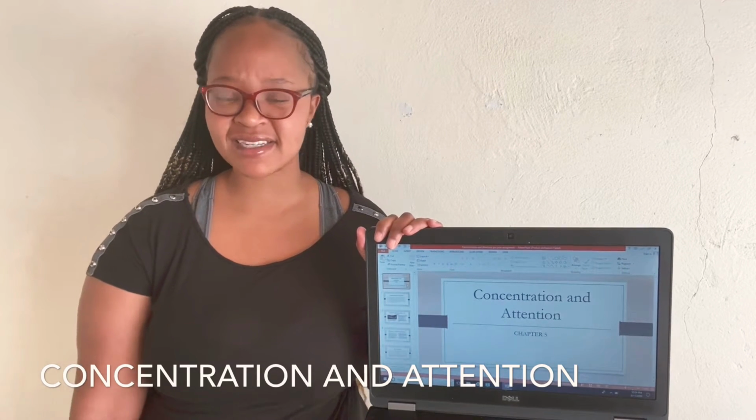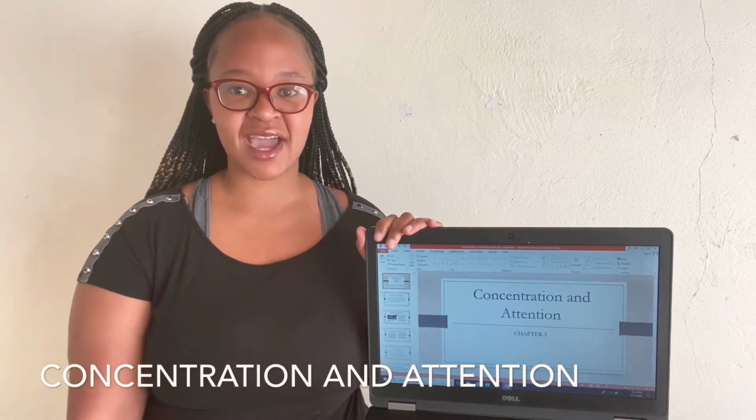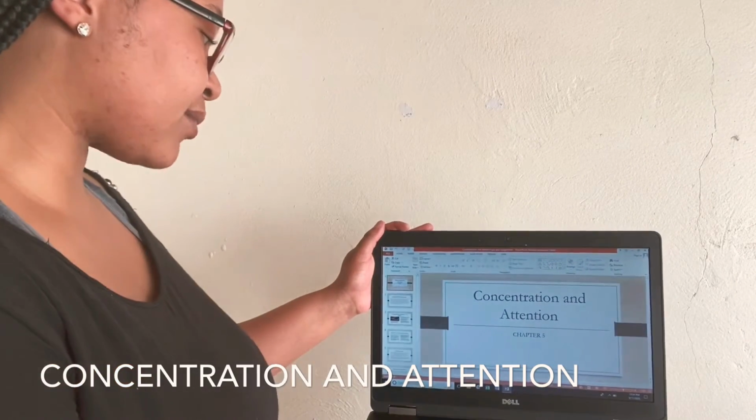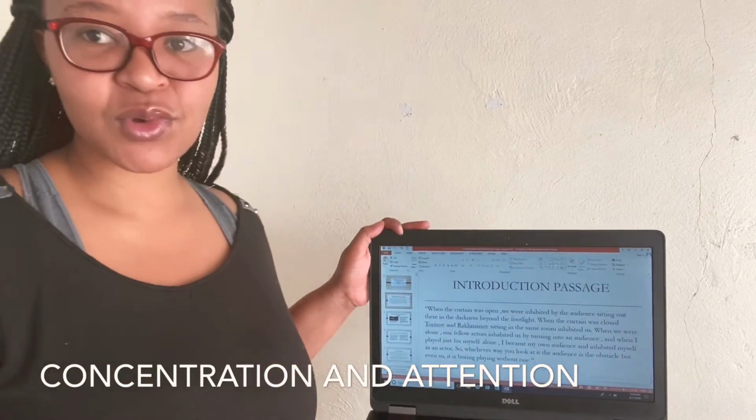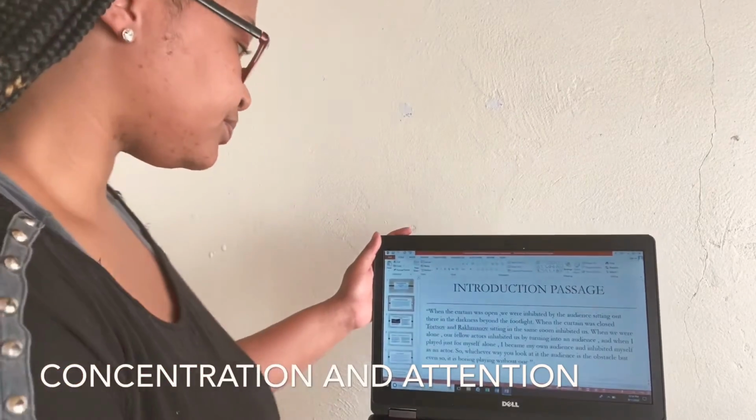Concentration and attention, which is chapter 5 from the book An Actor's Guide, A Student's Diary. So before we begin, I'm going to read a passage just to get us into the chapter and what we're going to be talking about.